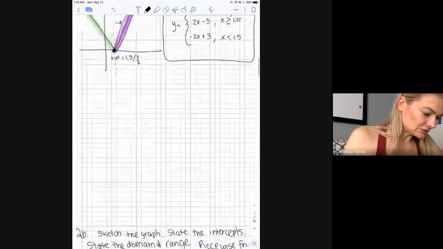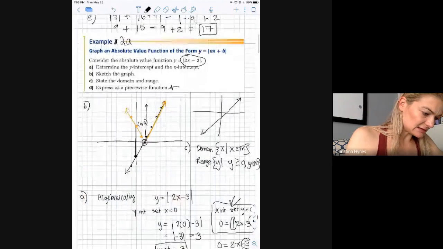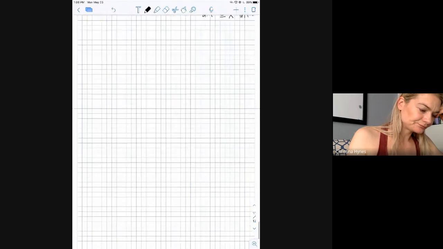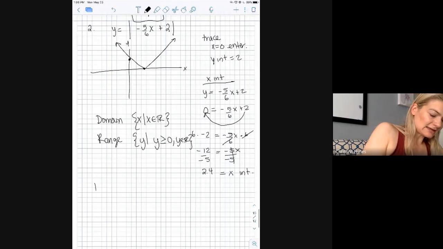I just want to see if I'm missing something. Okay, so we did the y and x-intercept, we did the sketch, we did the domain and range, now the piecewise function.